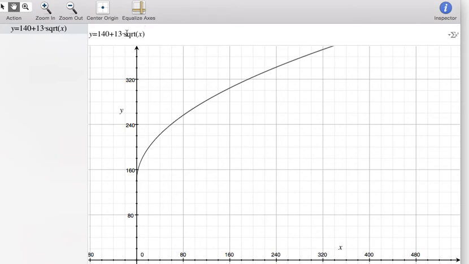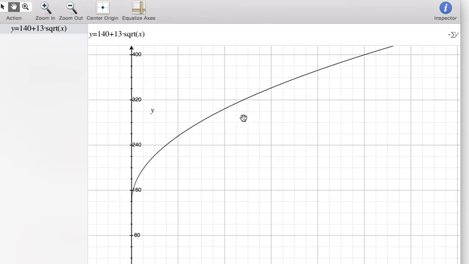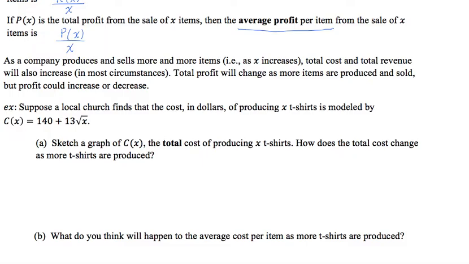Then the first t-shirt, if X was 1, the square root of 1 is 1. So your first shirt would cost $140 plus 13, or $153. But then as X gets bigger and bigger, each shirt does not cost an additional $13. It gets cheaper and cheaper to produce more and more shirts. So each shirt costs a little bit less than the previous shirt for total cost, because you've already set up your shop, you've already got things going, you're already moving, right? So that's that graph.